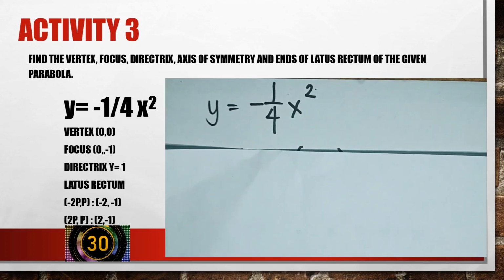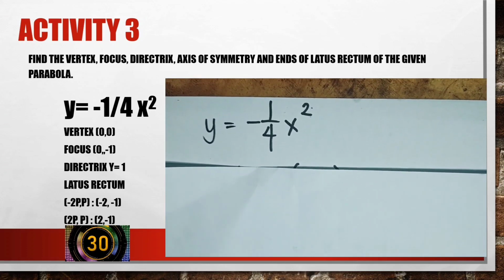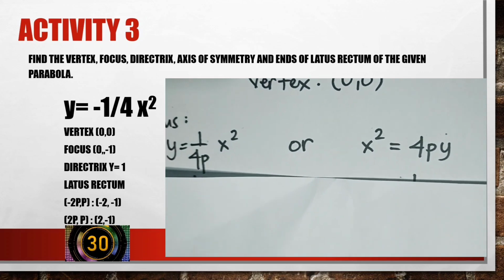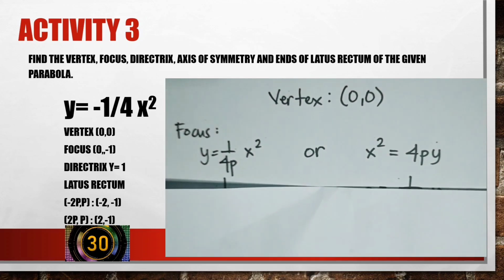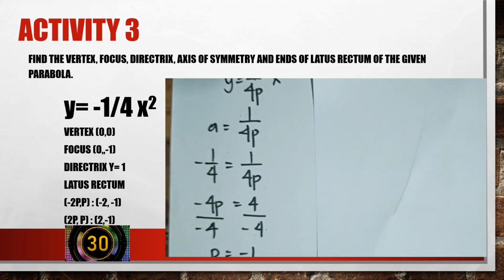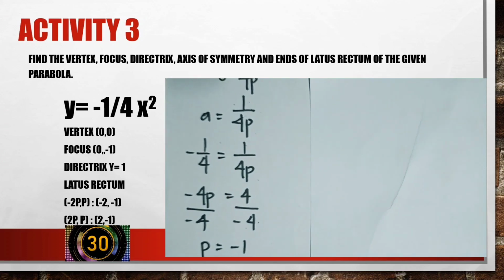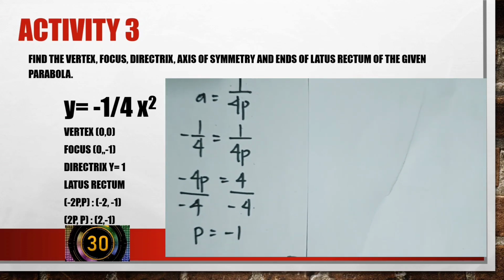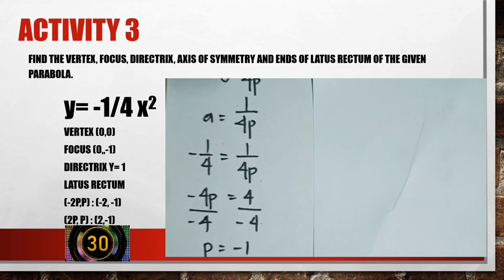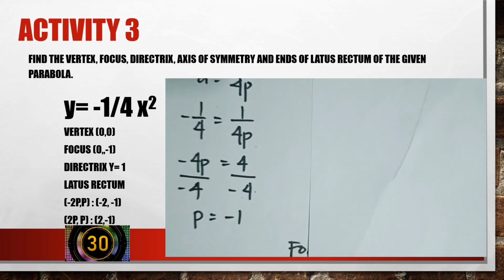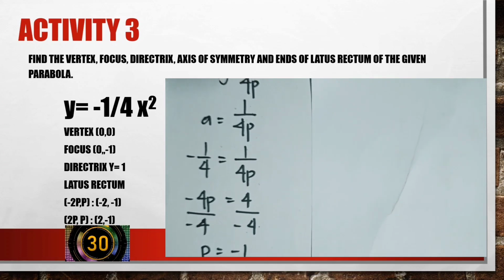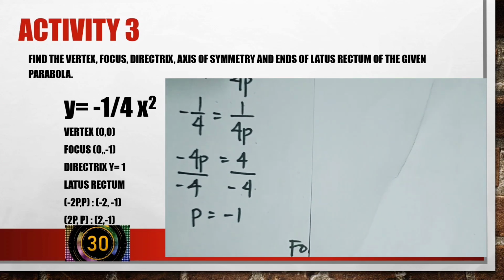For the equation y is equal to negative 1/4 x squared, we have the vertex (0, 0). Finding the focus, we have y is equal to 1 over 4p x squared, or x squared is equal to 4py. a is equal to 1 over 4p. Substitute the value of our coefficient, which is negative 1/4. Negative 1/4 is equal to 1 over 4p. Finding p, you simply cross multiply. Negative 4p is equal to 4. Divide both sides by negative 4, therefore p is equal to negative 1.